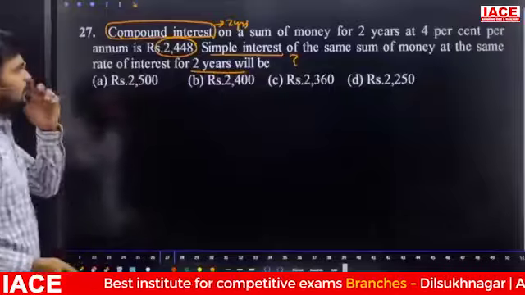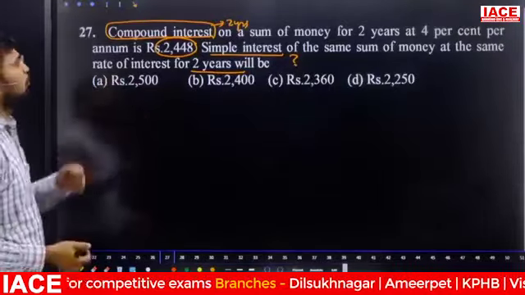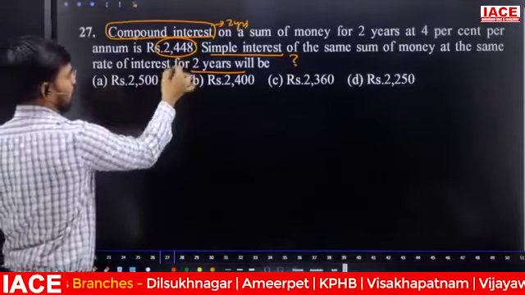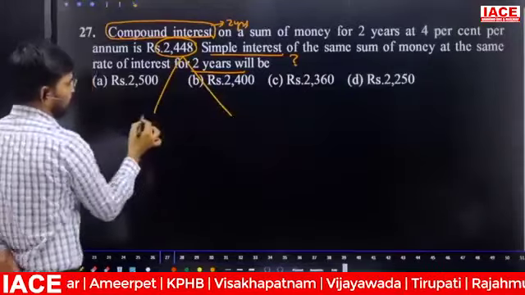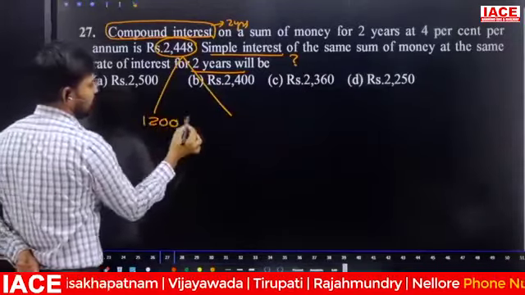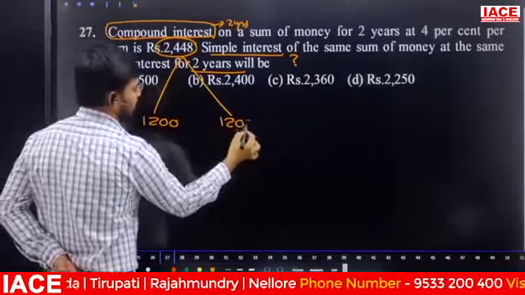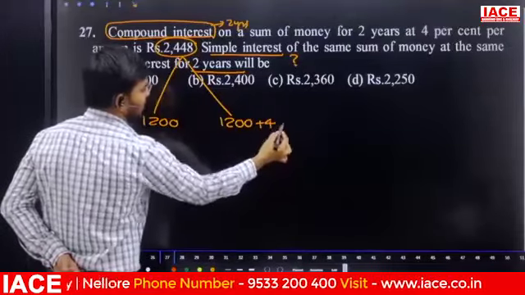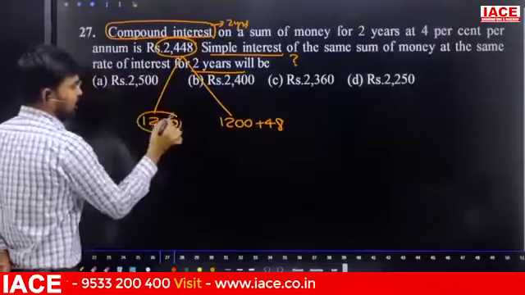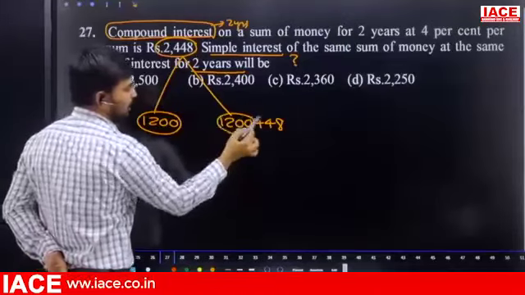Look at me, all of you here. 2 years compound interest is 2448. This one you can simply divide into 1200 plus 48. Let's split. First year interest is 1200. Second year interest is 1200 plus 48.